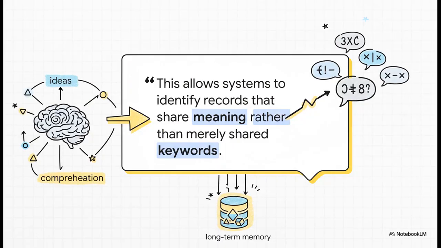And this is really the bottom line. We're moving away from just matching words to actually understanding concepts. The system can find what you mean, not just what you typed. It's a huge leap forward.